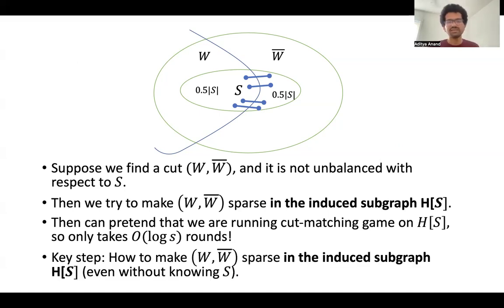So the key step here is how to make this cut sparse within S when we might not even know S. You have to make sure that this is true for almost every S. Either you cut it unbalancedly or you cut it balancedly in a sparse way. So we need to see how to update this cut so that it is sparse inside S.